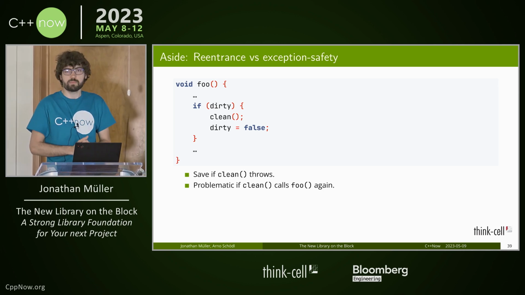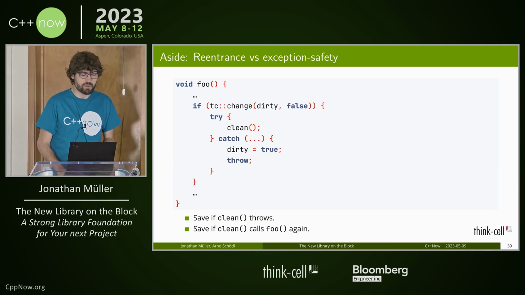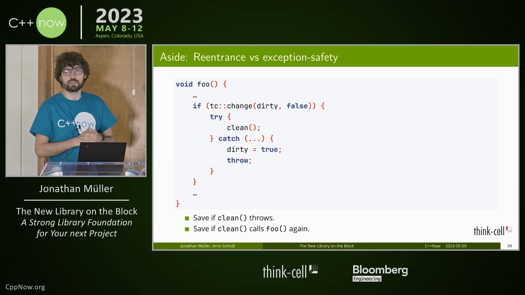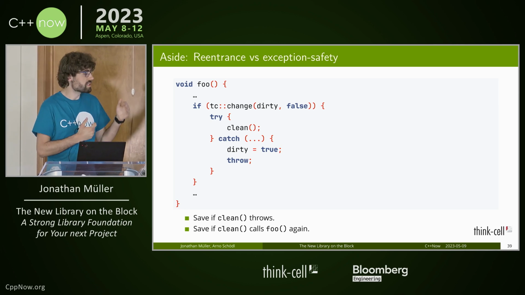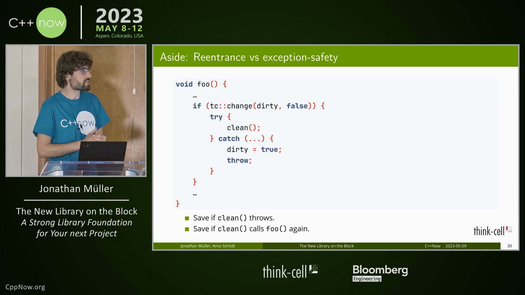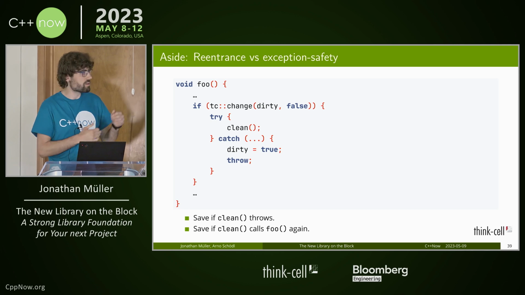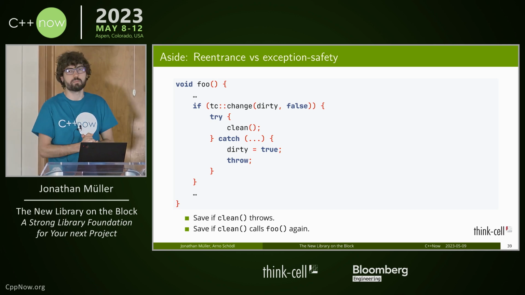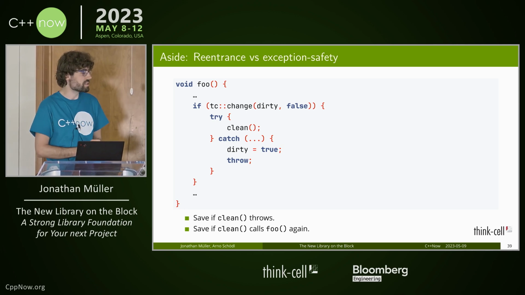So to get something that is both reentrant and exception safe, you have to reset the flag first. You can use tc_change for that, and then undo the reset in case you have an exception. This is a bit annoying, but it's what you have to do. So this is also why tc_change does the reset first, because we have a lot of code that might need to be reentrant, so we guard it against that.